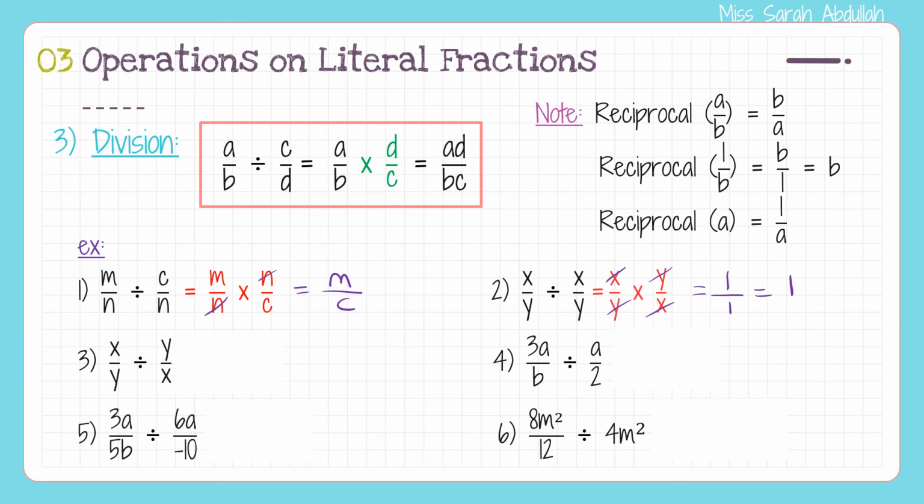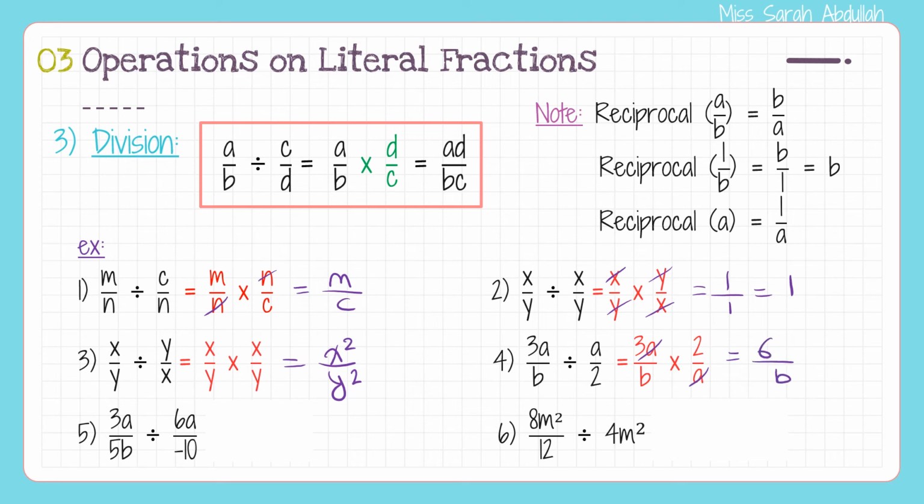The third one, x over y divided by y over x. Remember, we cannot simplify yet, so we need to change it into multiplication, multiplied by x over y and not y over x. Now, what is x times x? It's x squared. What is y times y? It's y squared. Number 4, 3a over b divided by a over 2. It becomes 3a over b multiplied by 2 over a. I can simplify the a and the a, so the answer is 6 over b.